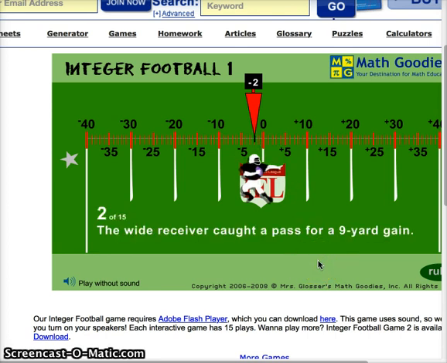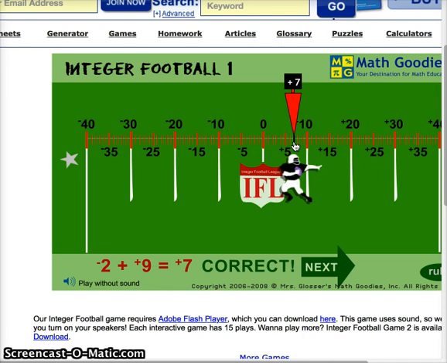The wide receiver caught a pass for a 9-yard gain. So gain would be the one that shows it as going forward. So they can count on the number line 1, 2, 3, 4, 5, 6, 7, 8, 9. Then it tells you here -2 plus 9 equals +7. So I'm not even touching the adding or subtracting yet, but they will be doing this. Right now I'm just trying to show them how to move along the number line.